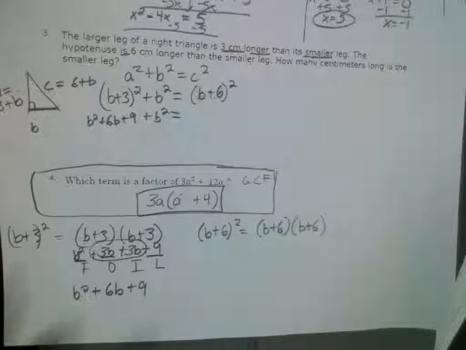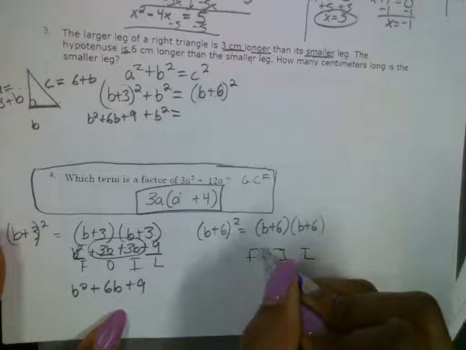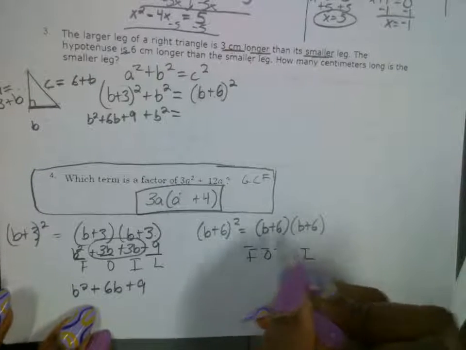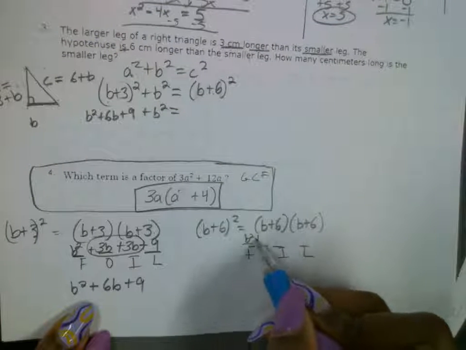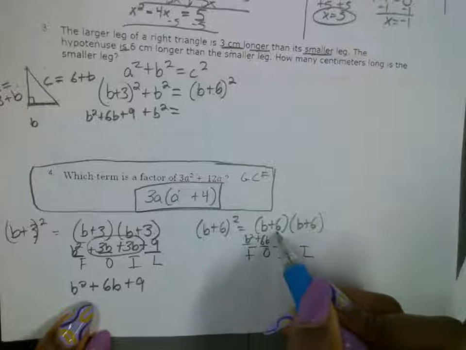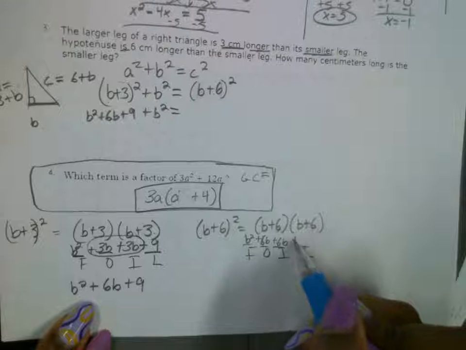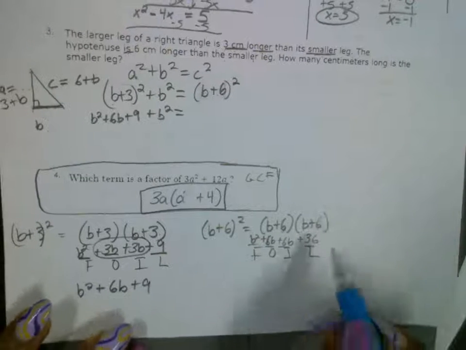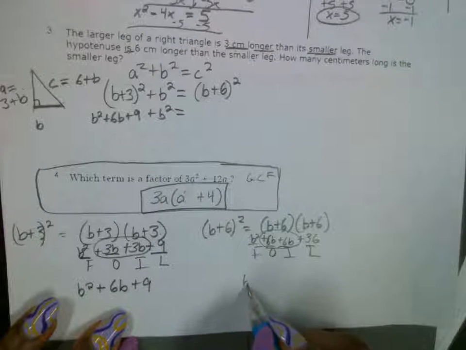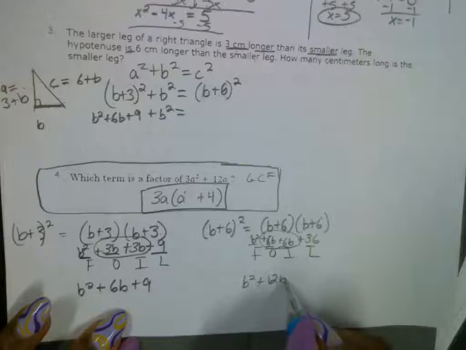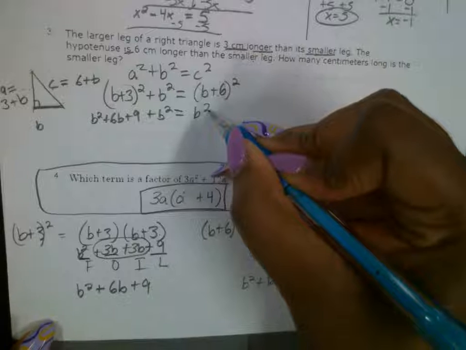Ready? All right, here we go. So this is FOIL. What's the first? B times B is B squared. What's the outer? 6B. What about the inner? 6B. And what's the last? Plus 36. What terms did you combine? The two 6B's. And what does that give you? 12B. So this is B squared plus 12B plus 36. Great job. Raise your hand if you got that right by yourself. Okay, that's great.